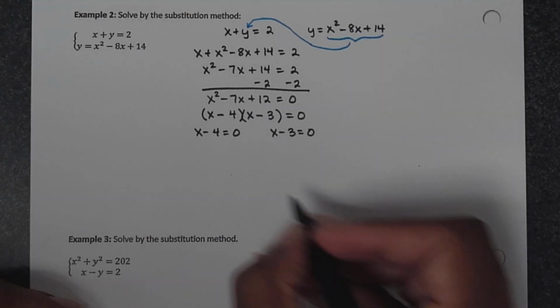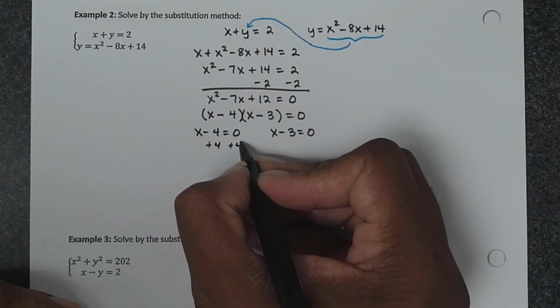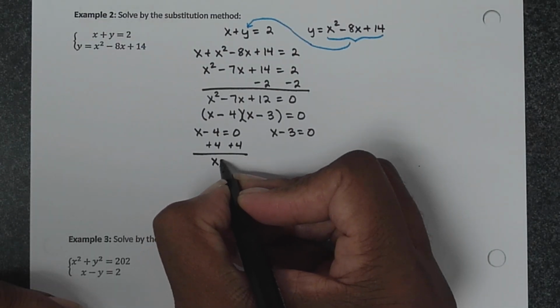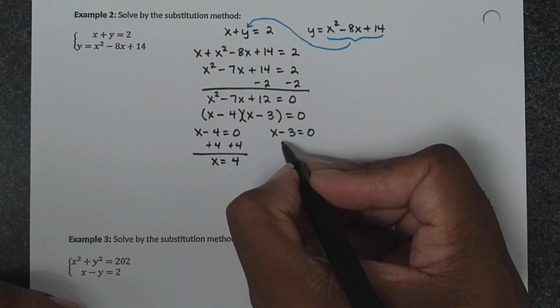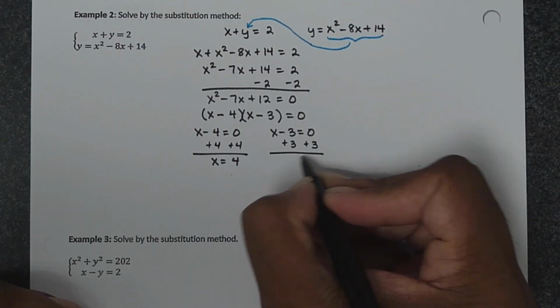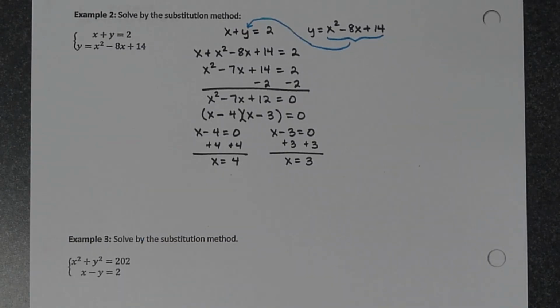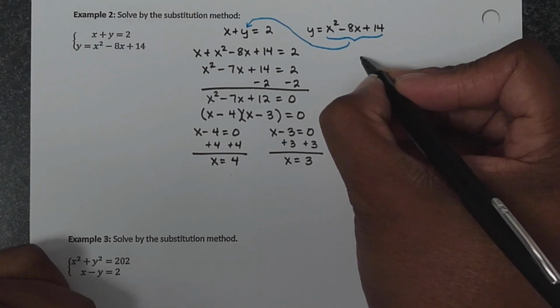And then we'll solve each equation for x. So for x minus 4 equals 0, if I add 4, you'll get x is equal to 4. And for x minus 3 equals 0, if I add 3, you'll get x is equal to 3. So those are my two x values for this nonlinear system: x equals 4 and x is equal to 3. Now for each one of those, I need to find out what their y coordinates are.